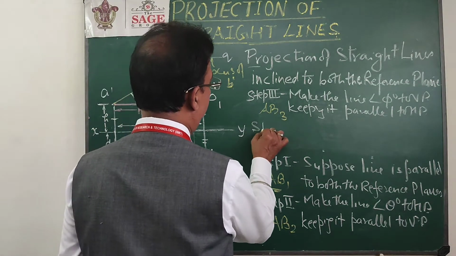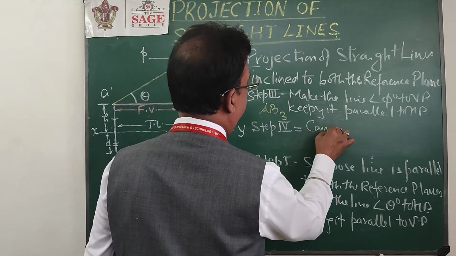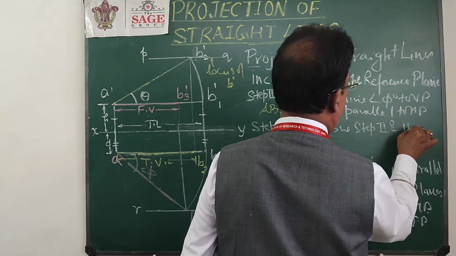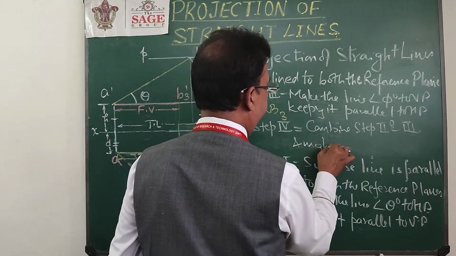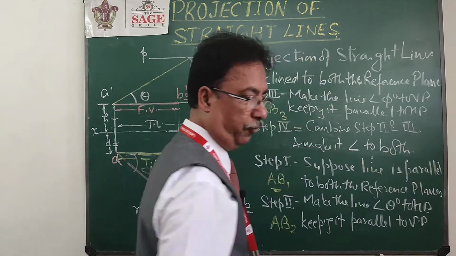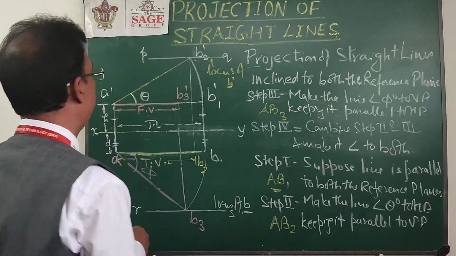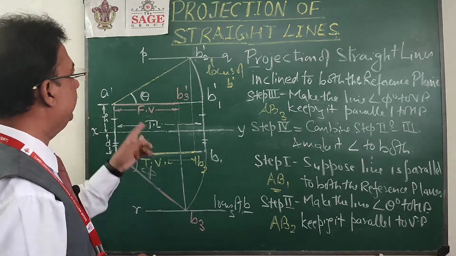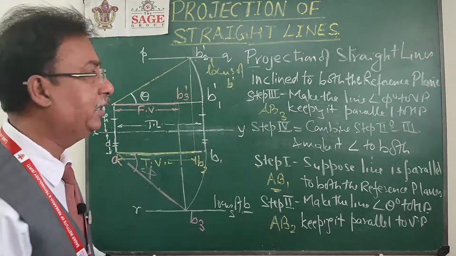In step 4, I have to combine step second and third and make it inclined to both. So what I have to do is just shift the front view to the location of the front view and the top view to the location of the top view. As you know, this is the length of the front view, a dash b3 dash, and that will be equal to the final front view, that is a dash b dash.